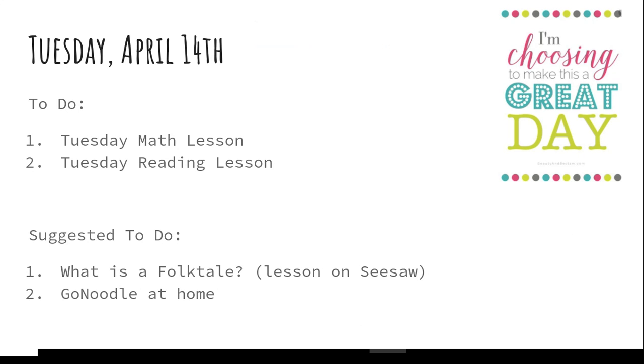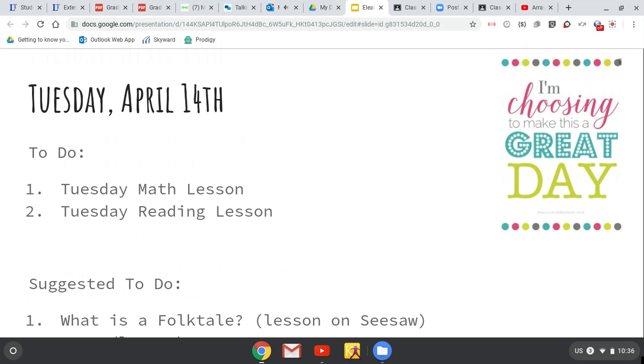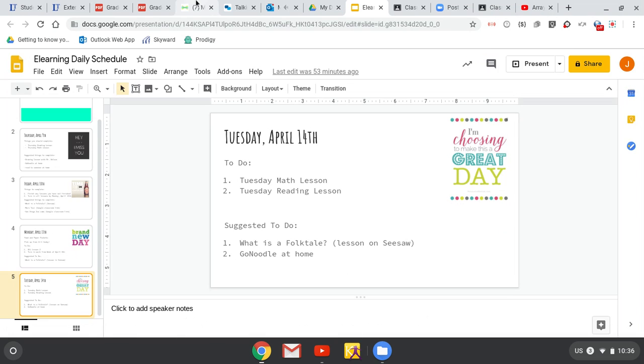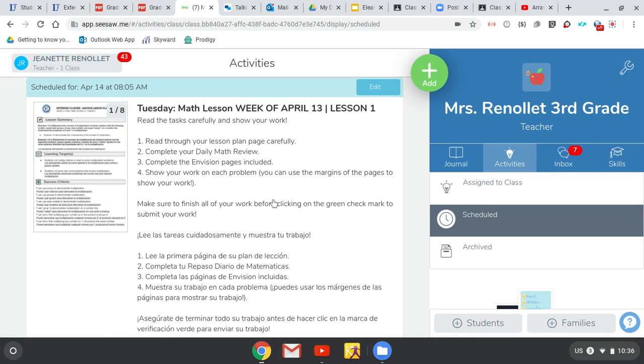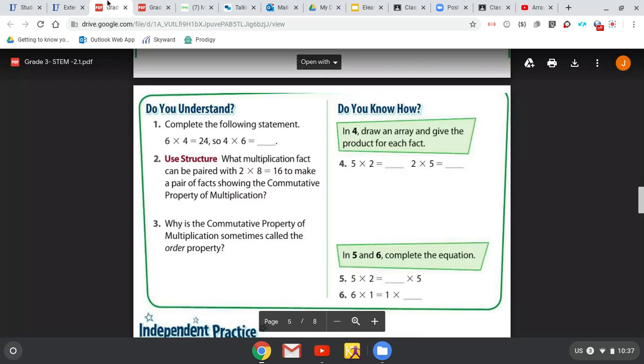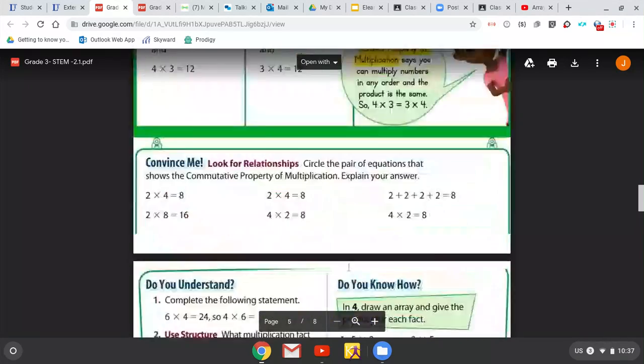So first, let's talk about the Tuesday math lesson. If you are working on Seesaw, you will see a lesson that looks like this. It has today's name, Tuesday, and it has the name of the lesson, math lesson. Let's look at that lesson together so that you know how to complete it.